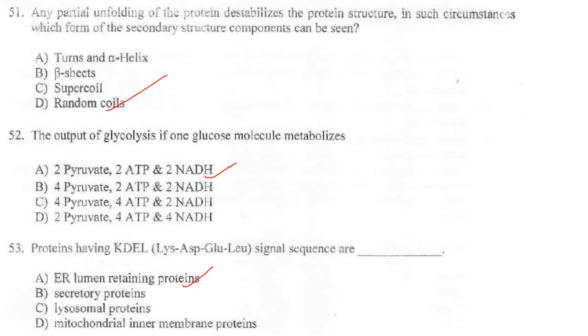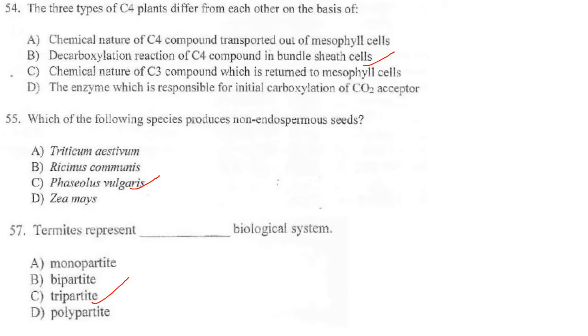Answer is option A. Then the three types of C4 plants differ from each other on the basis of decarboxylation reaction of C4 compound in the bundle sheath cell. Answer is B. Then which of the following species produce non-endospermous seed? So it is Phaseolus vulgaris. Answer is C. Then termites represent a tripartite biological system. Answer is option C.